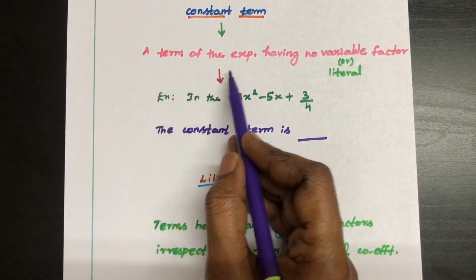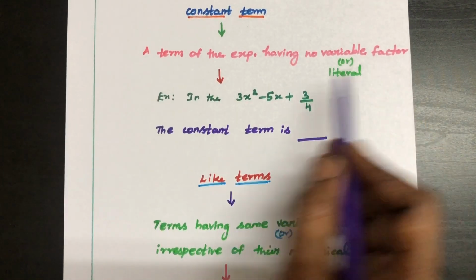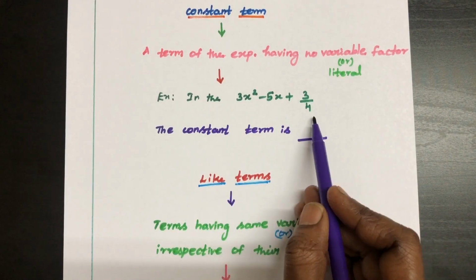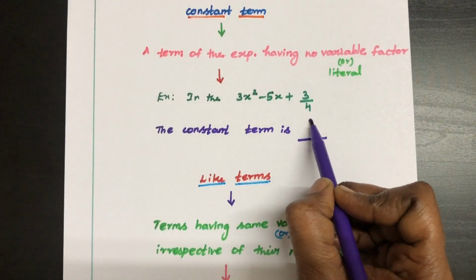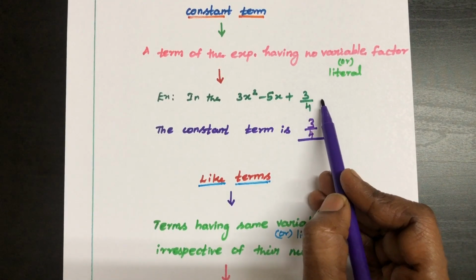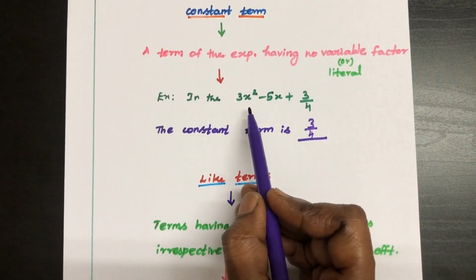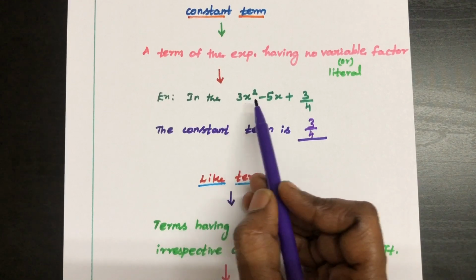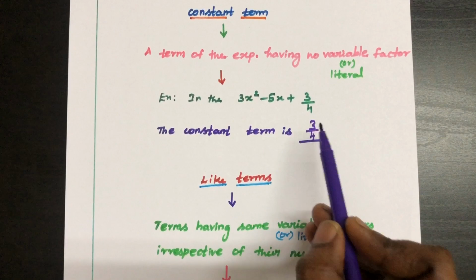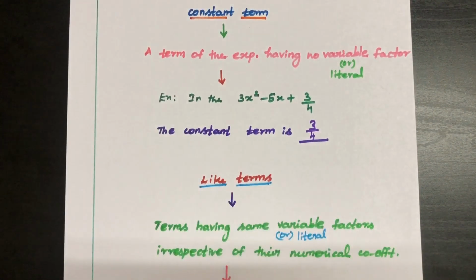Constant term. A term of the expression having no variable or literal factor. For example, the expression 3x square minus 5x plus 3 by 4. Here the constant term is 3 by 4. See, this is the only term which has no variable. Variable means x, or any alphabetical things, x, y, z, like that. So, the first term is attached with x square, the second term is attached with x. But see the third term, there is no variable. It is purely a number. So, this is called a constant term.